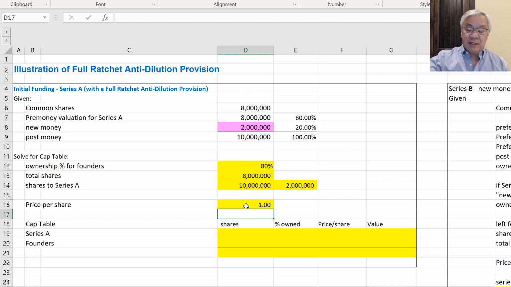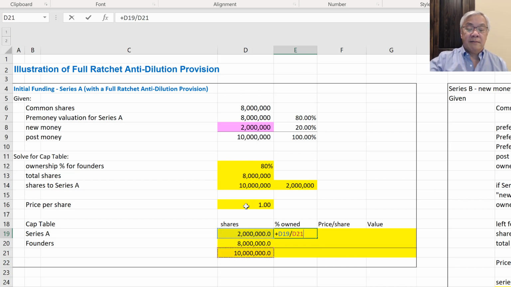The cap table then is also straightforward. How many shares does Series A have? Series A has 2 million. How many shares does the common have? Common has 8 million. Total shares are 10 million. Percent owned is the 2 divided by 10, and then the 8 divided by 10. So these are 80-20, and the total is 100%.